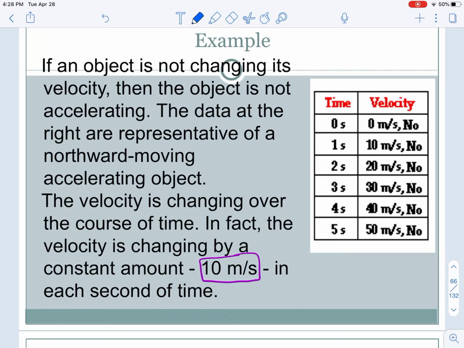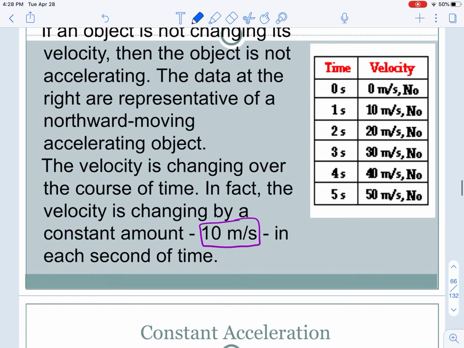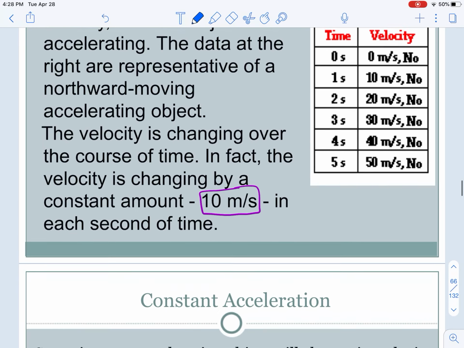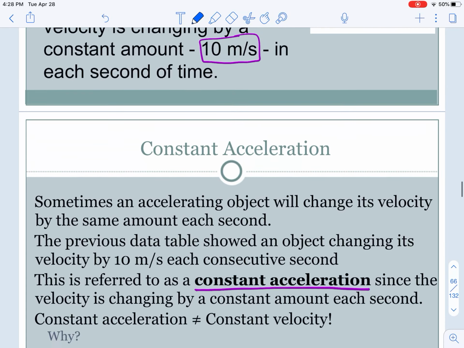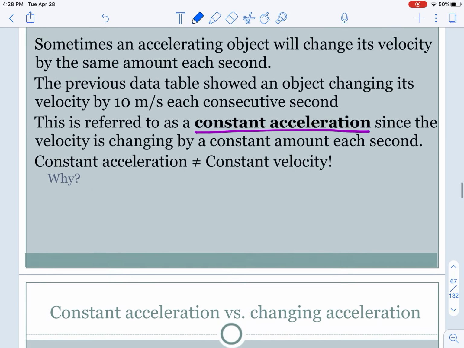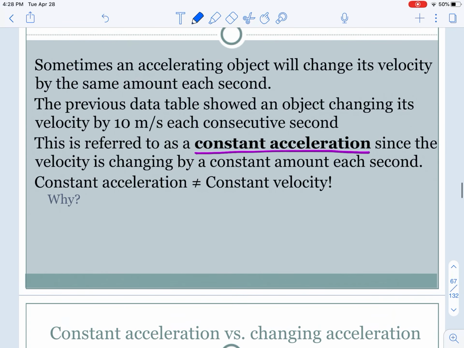Okay, so this one is just showing you that some object going north is accelerating, and it keeps accelerating 10 meters per second. They would consider this to be velocity changing, like continually getting faster, so you are seeing an acceleration there. And you would call that constant acceleration because every second it continues to accelerate by 10 meters per second. So you'd say that's a constant acceleration.